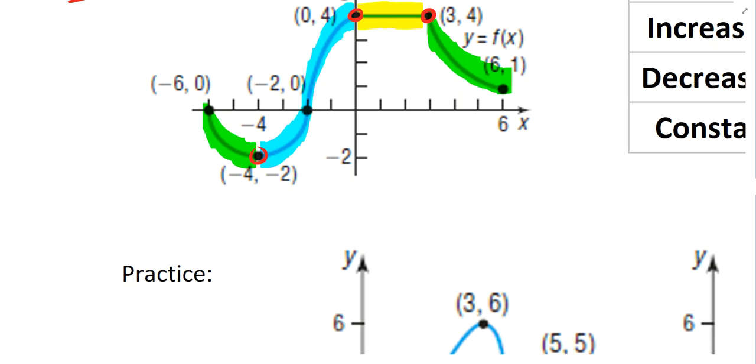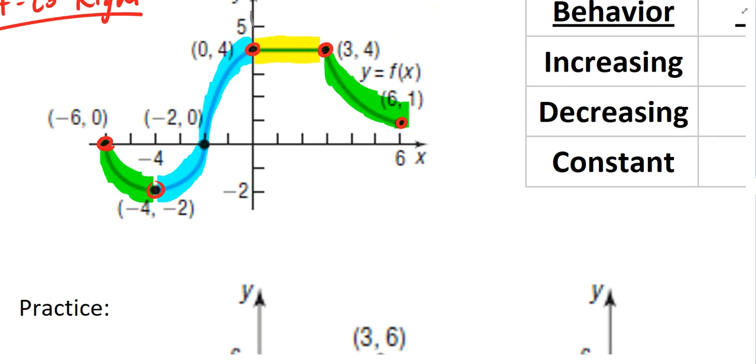Additionally, at these endpoints, we don't really know what's happening to the left of this graph or to the right. And if the function itself stops right there, well, it's decreasing up to this point, but at that specific spot altogether, it's hard to tell whether that's increasing or decreasing beyond it. So we don't want to include the endpoints with our notation for increasing or decreasing either.